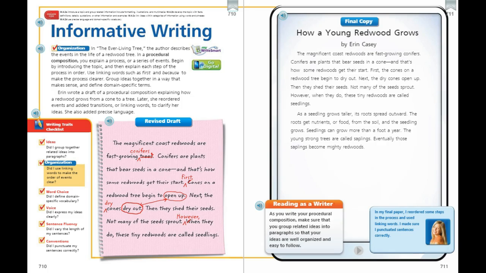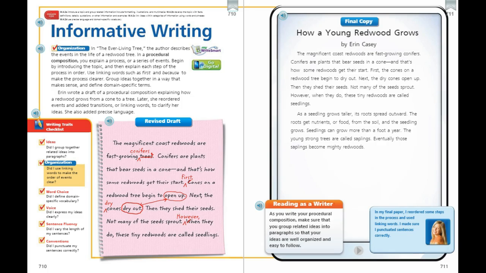Begin by introducing the topic and then explain each step of the process in order. Use linking words such as first and because to make the process clearer. Group ideas together in a way that makes sense and define domain-specific terms. We're going to look at Erin's draft. She wrote a procedural composition explaining how a redwood grows from a cone to a tree.